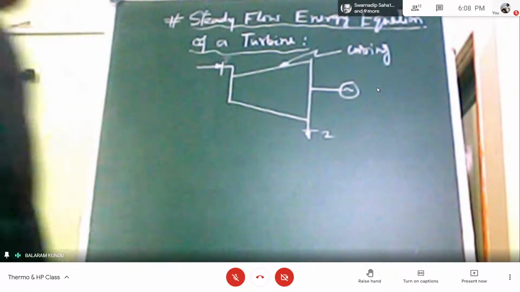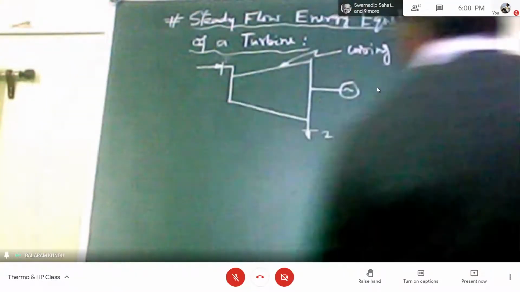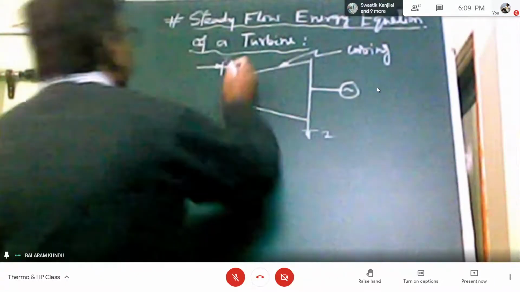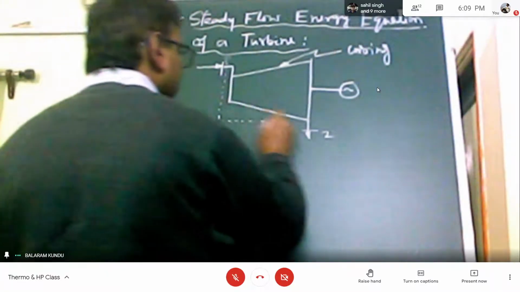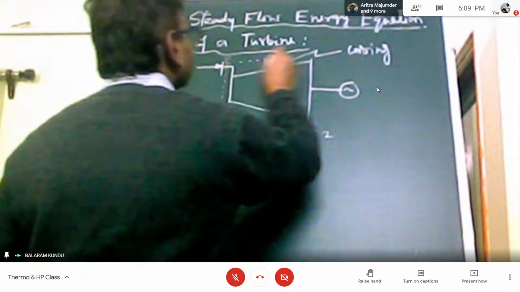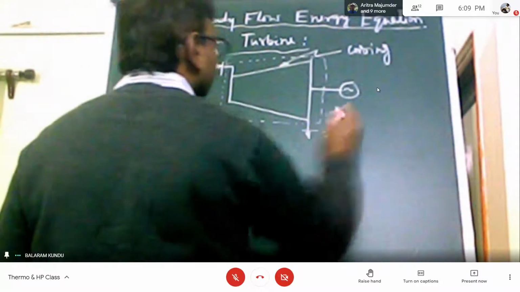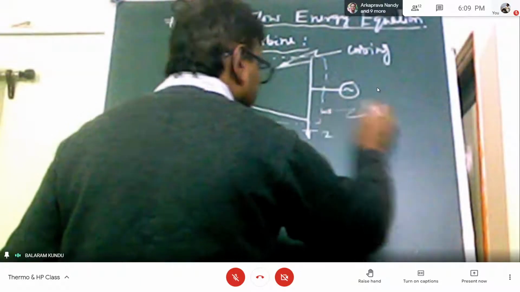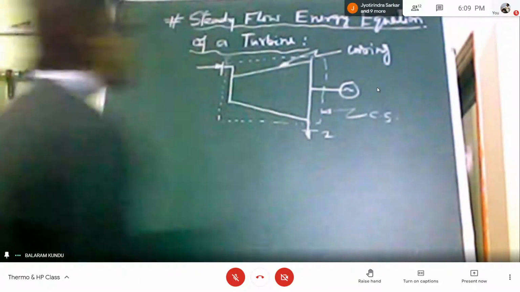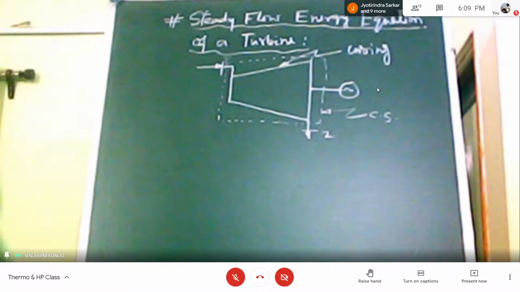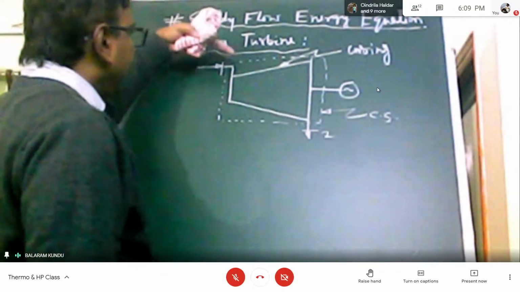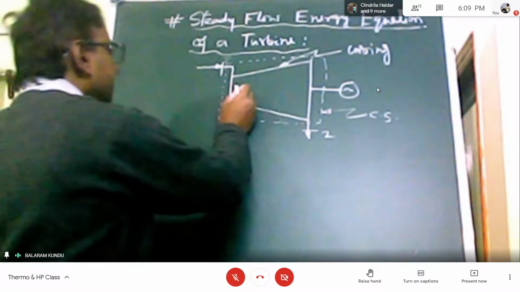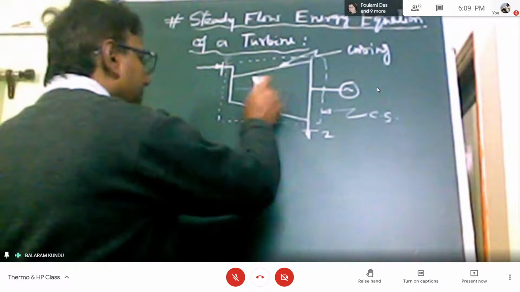To obtain the energy balance, we have to consider a control volume. This is your control volume, and this is your control surface here. A dotted line has been used here to denote the control volume. Steam enters the turbine at high pressure, and steam is flowing in this direction. This is the axial direction of the turbine, so it is flowing in the axial direction.